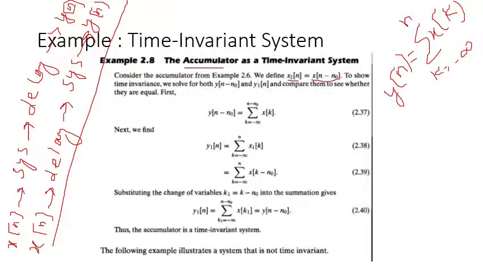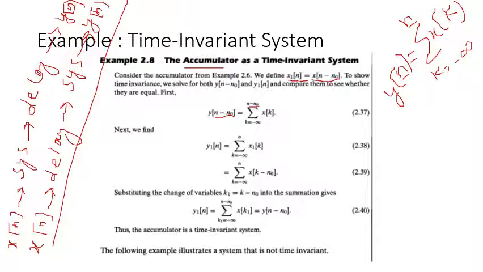If we delay the input, you know that if we have n here, we have n here. It means the accumulator system counts till n and we find the output at a particular n. Now we have to delay the output and see whether the output is the same or not. So if we delay the output, n will be replaced by n minus n naught and the summation will be up to n minus n naught.